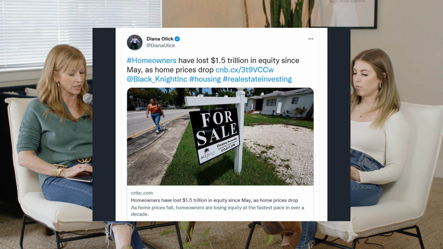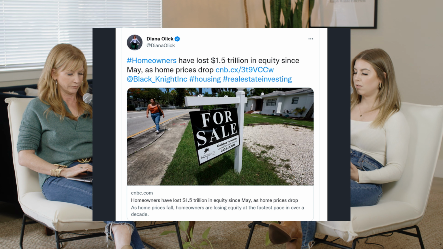Right. So I will say, sometimes they have little bullet points at the top of the article that tell you what the summary or the key takeaways are, which is nice. But especially lately, there's just a lot of interest in the housing market and what the market's doing. So it's a really good time for these companies to capture your attention. So for example, this one says that homeowners have lost 1.5 trillion in equity since May as home prices drop.